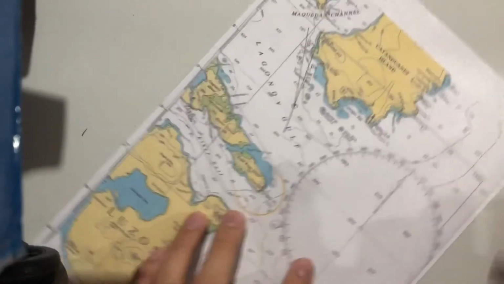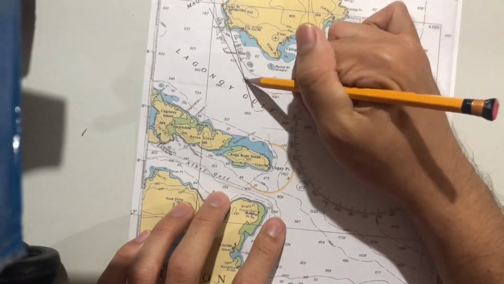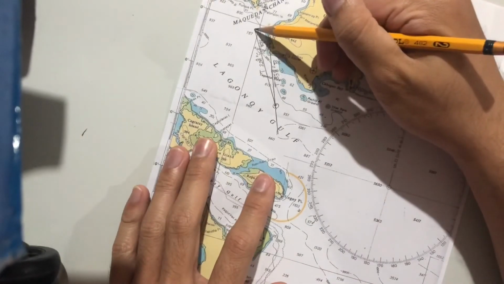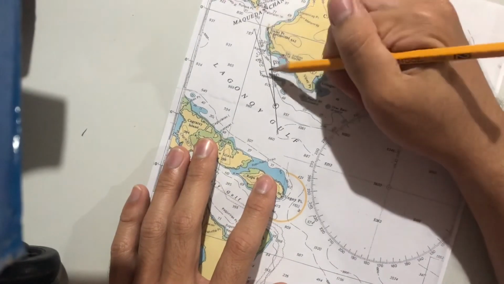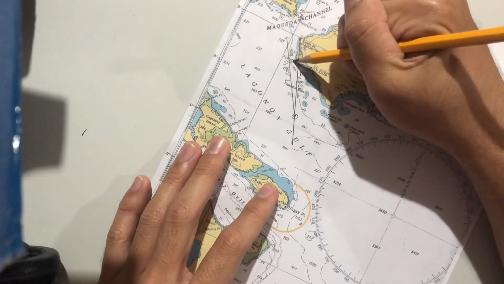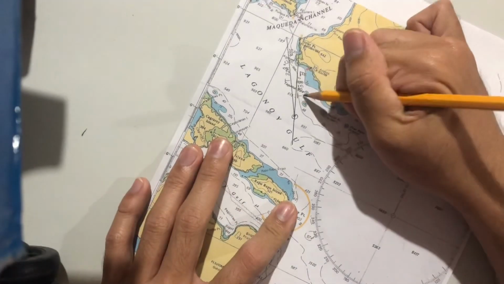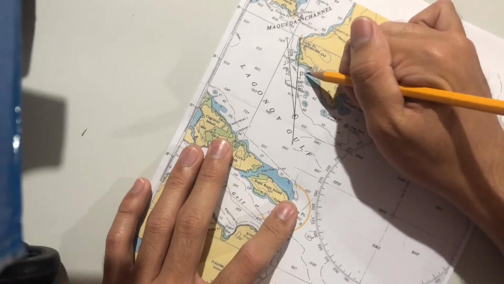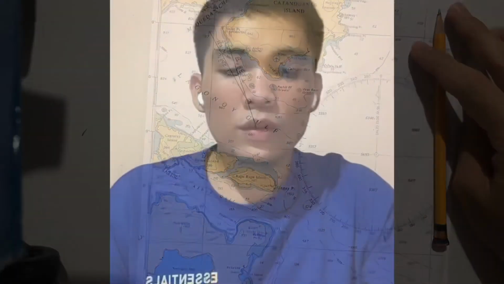So here it is. So this is the position of your ship. Then this is the true course, which is 329 degrees and the speed of 16 knots. Then your true bearing is 338 degrees. So we already plotted our ship's course for the plan.